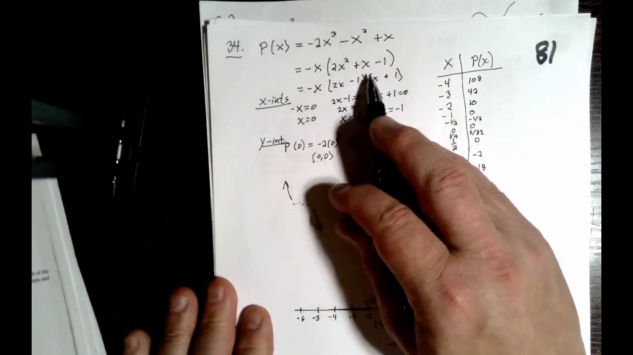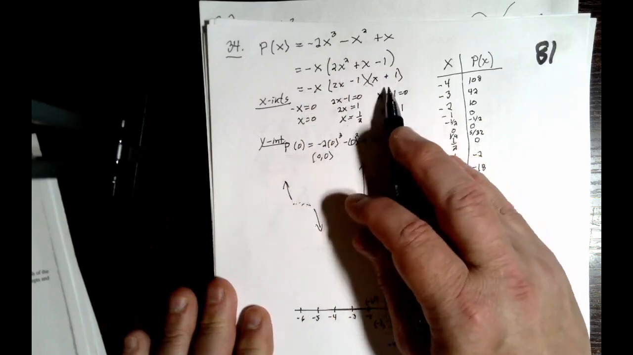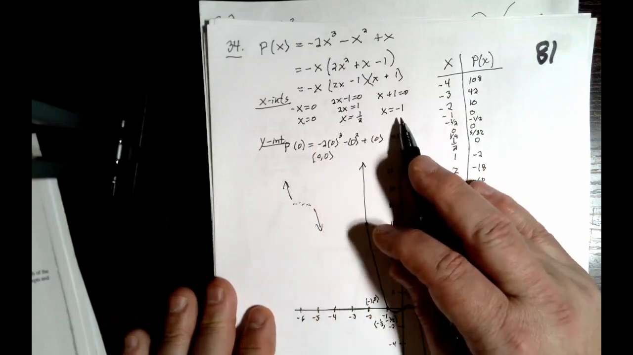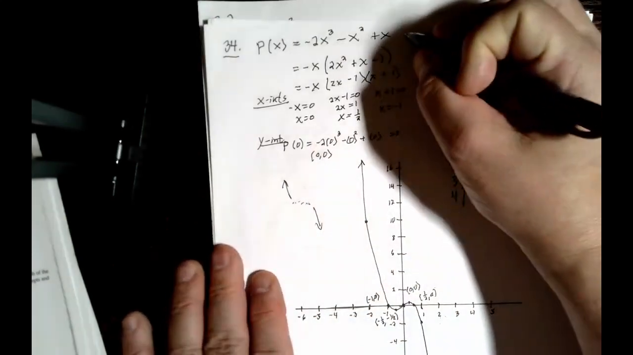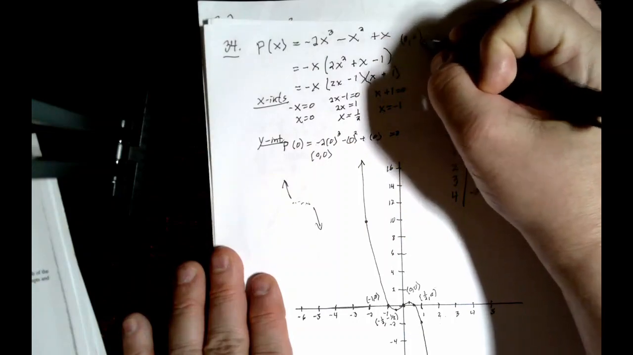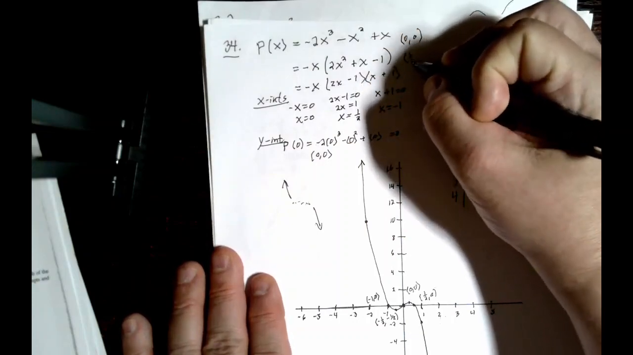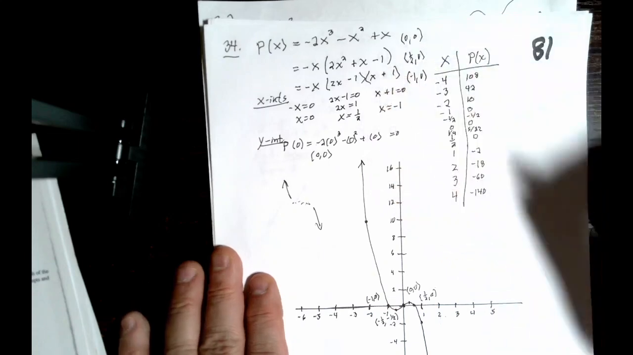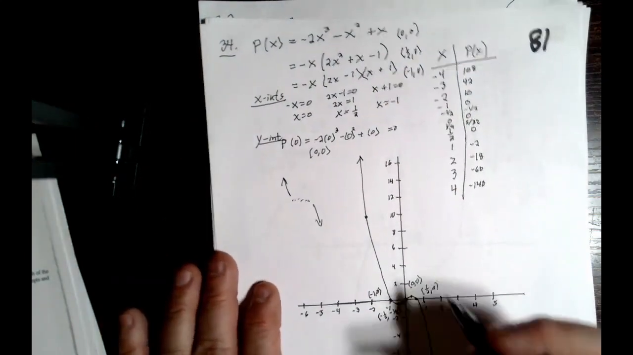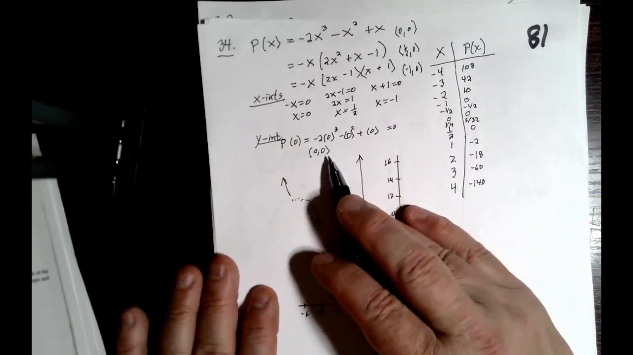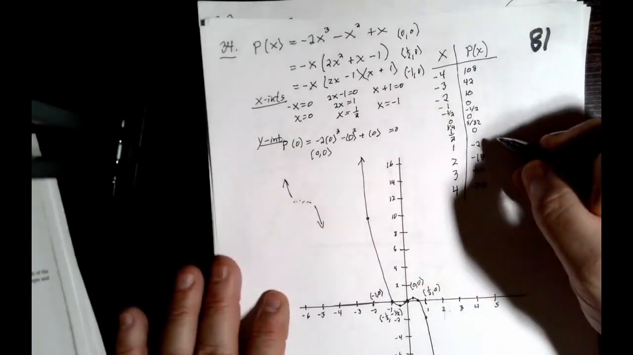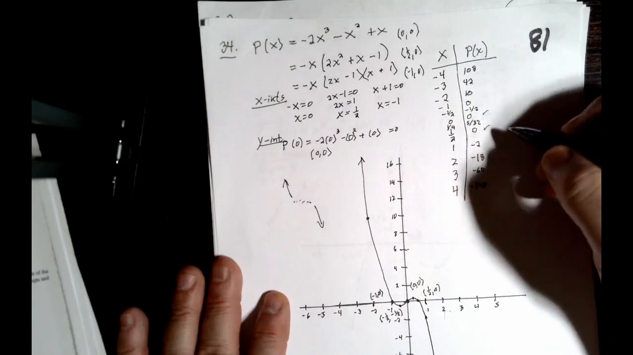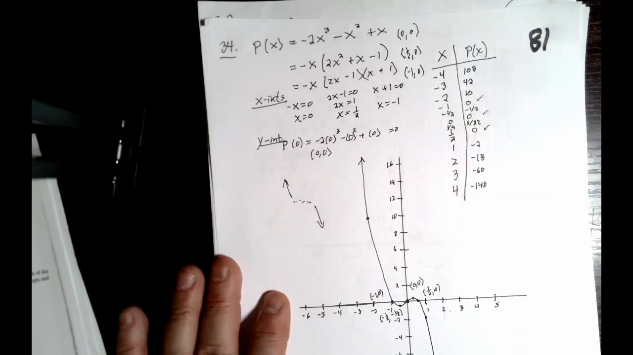Okay, you factor out a negative x, you factor this, set each one equal to 0, and you get these three guys here, which give you 0, 0. They give you 1/2, 0. And negative 1, 0. Okay, then you let y equal 0 and you get 0, 0. So we have 0, 0, 1/2, 0, and minus 1, 0.